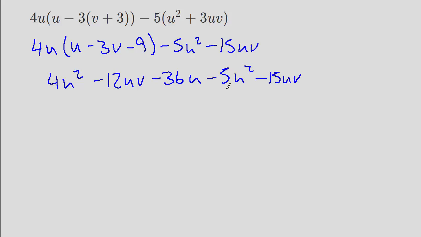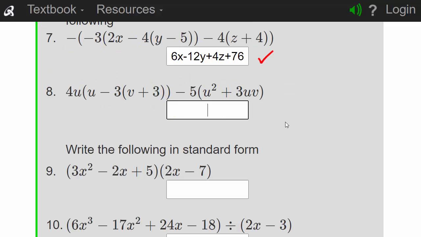Right, so we've got 4u squared minus 5u squared, so that's going to give us minus u squared. We've got minus 12uv minus 15uv, so that's going to be minus 27uv. Then we've got minus 36u. So we've got minus u squared. I'm just going to swap the terms around, so I'm going to put the minus 36u next, followed by the minus 27uv. Are we right? Yes, we are.